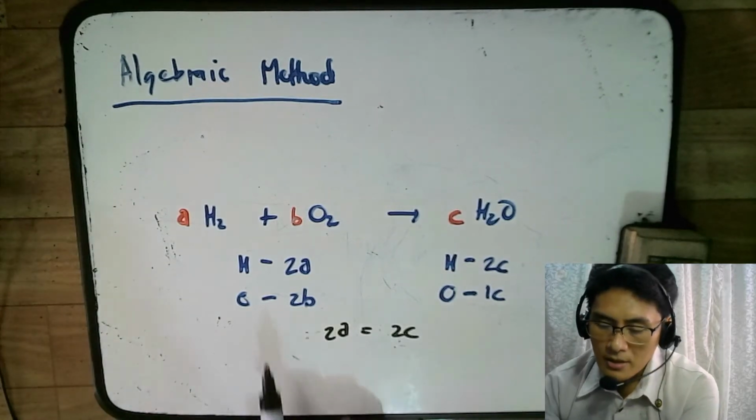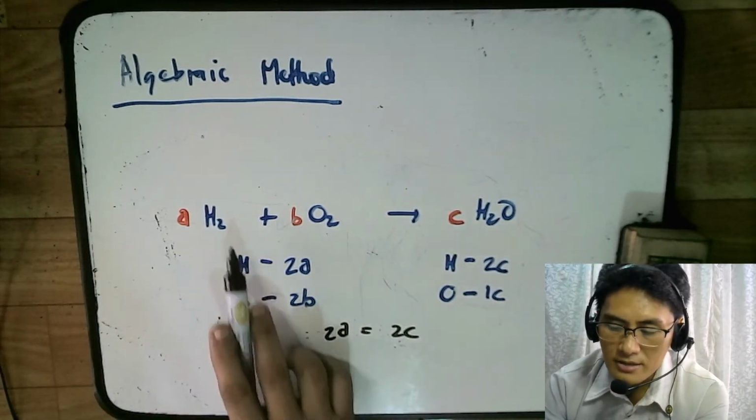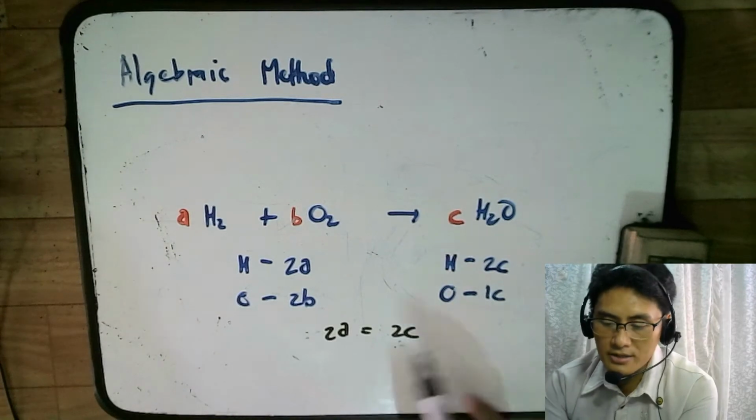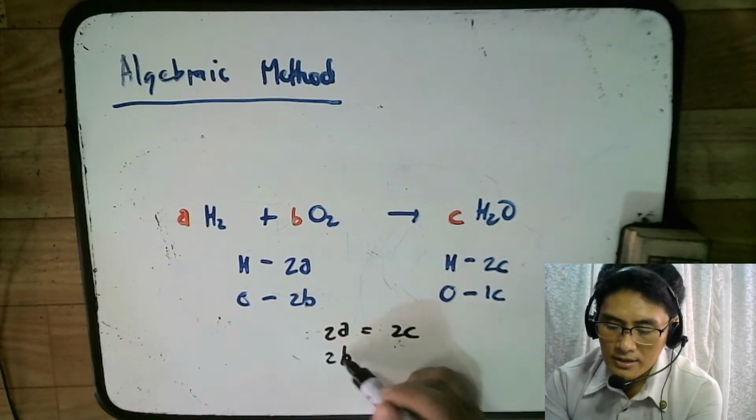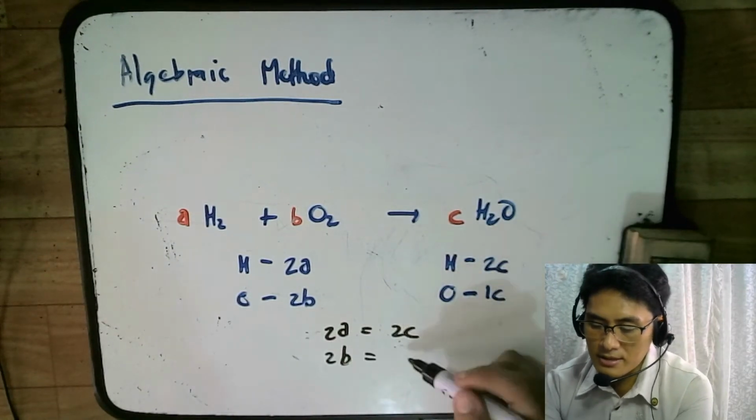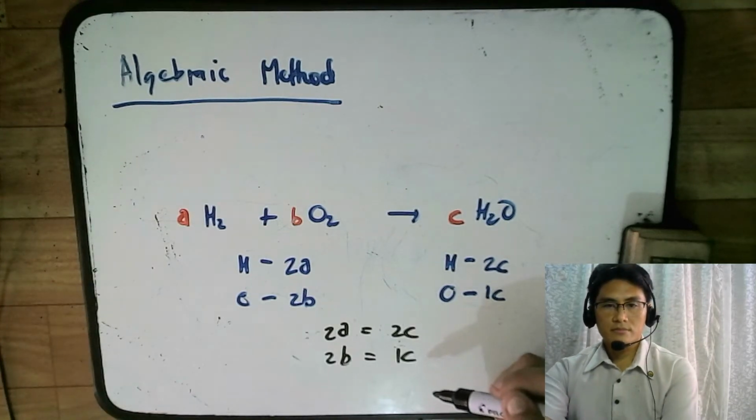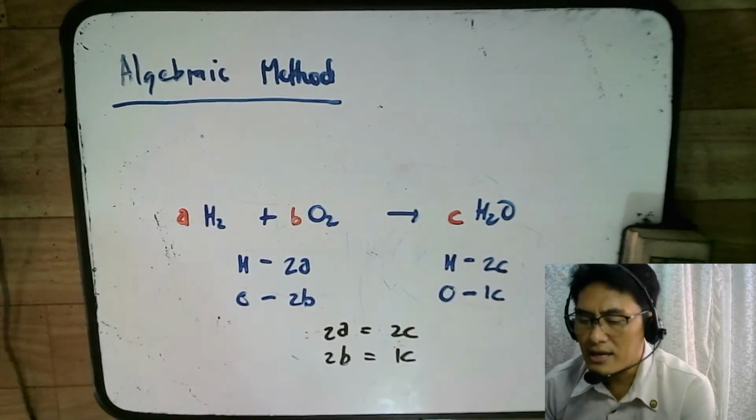In the same manner, oxygen's number on the reactant side is always equal to the oxygen number on the product side. So the oxygen number on the reactant side is 2B. On the product side, it's 1C. Okay? So what have we done here?